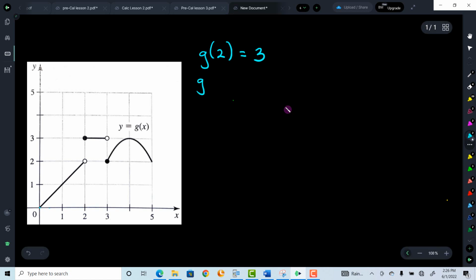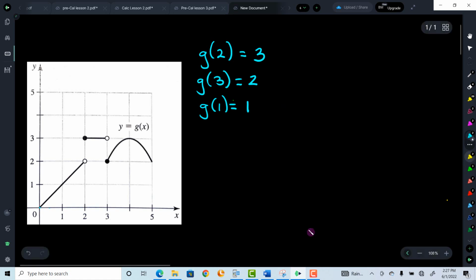So how about g of 3? Again, when x equals 3, okay. Remember, when you're looking at a graph like this, the closed circle is what we're looking for. An open circle means it's not equal to that point. So here, g of 3 is not equal to that. g of 3 is equal to 2. g of 1? g of 1 is equal to 1.